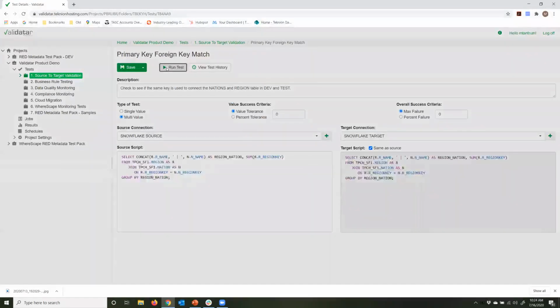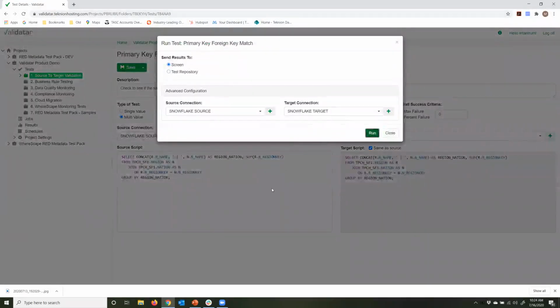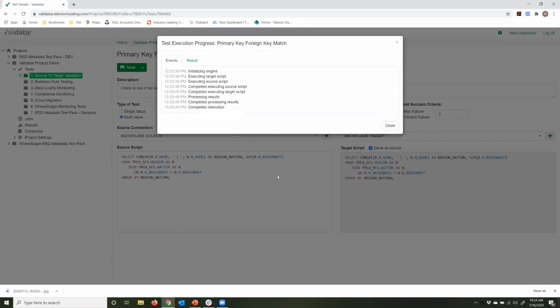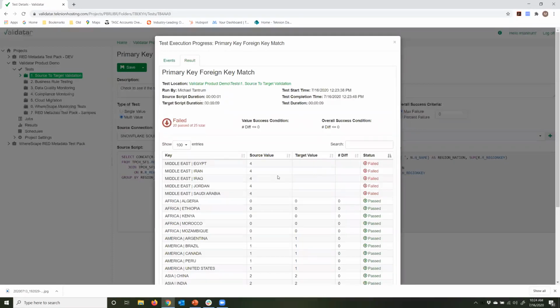Let's run our test, run it to the screen. Hopefully we'll only take a moment. That's running it against the cloud database, and the cloud database is in a different region to me. So here we go. It's failed. 20 out of the 25 passed, but 5 failed.